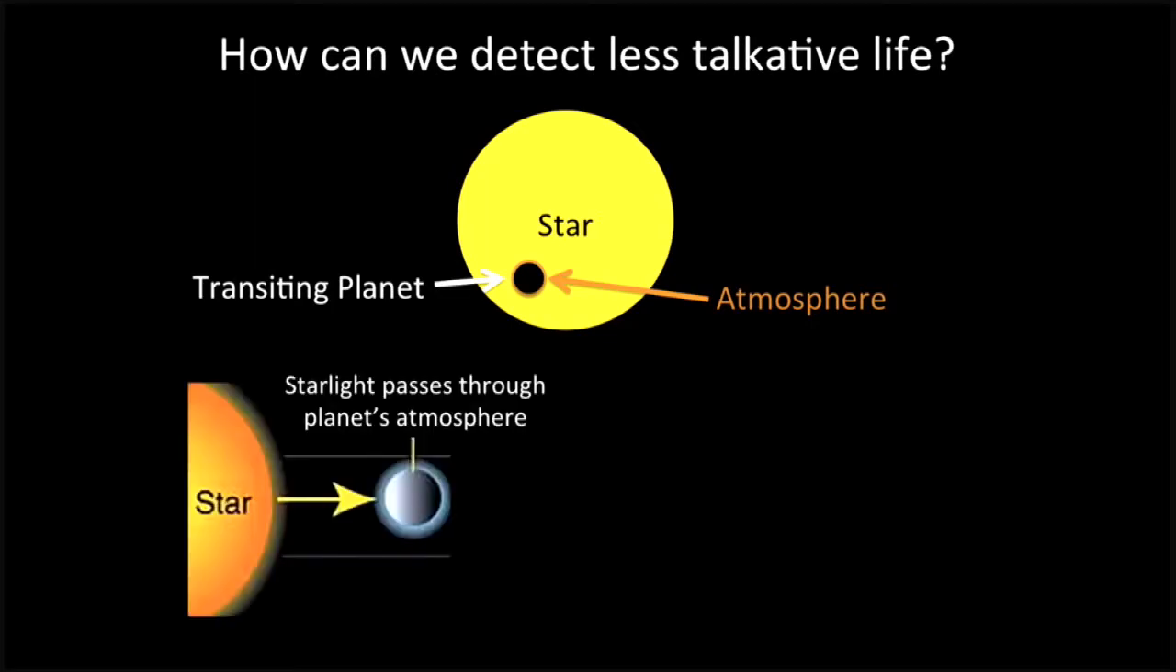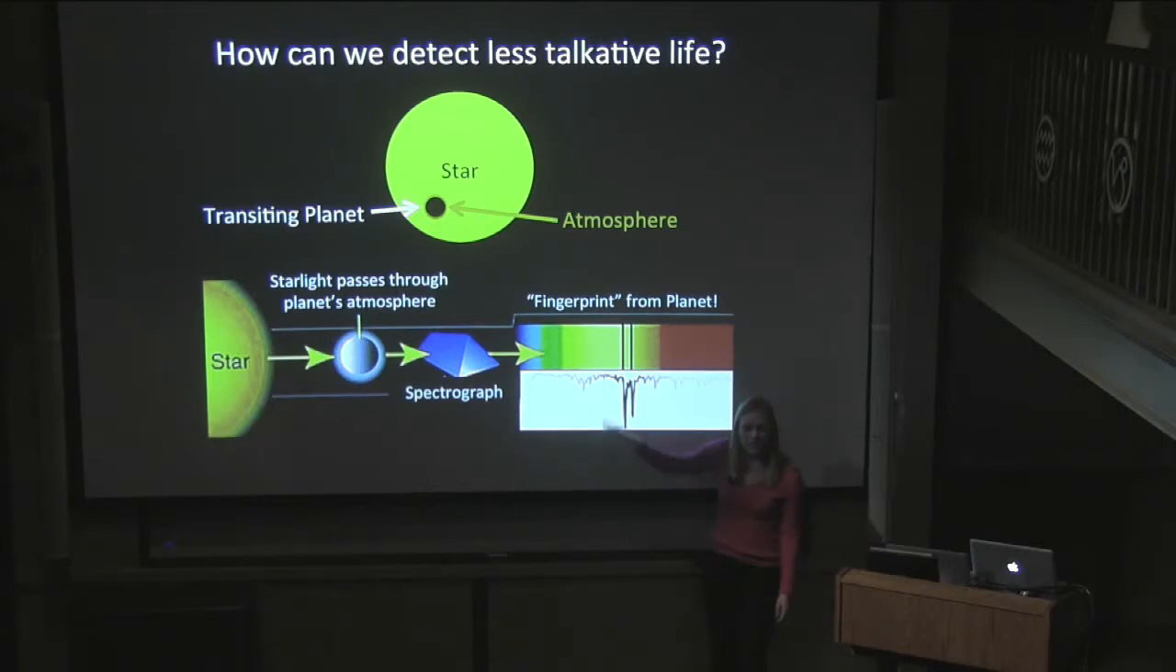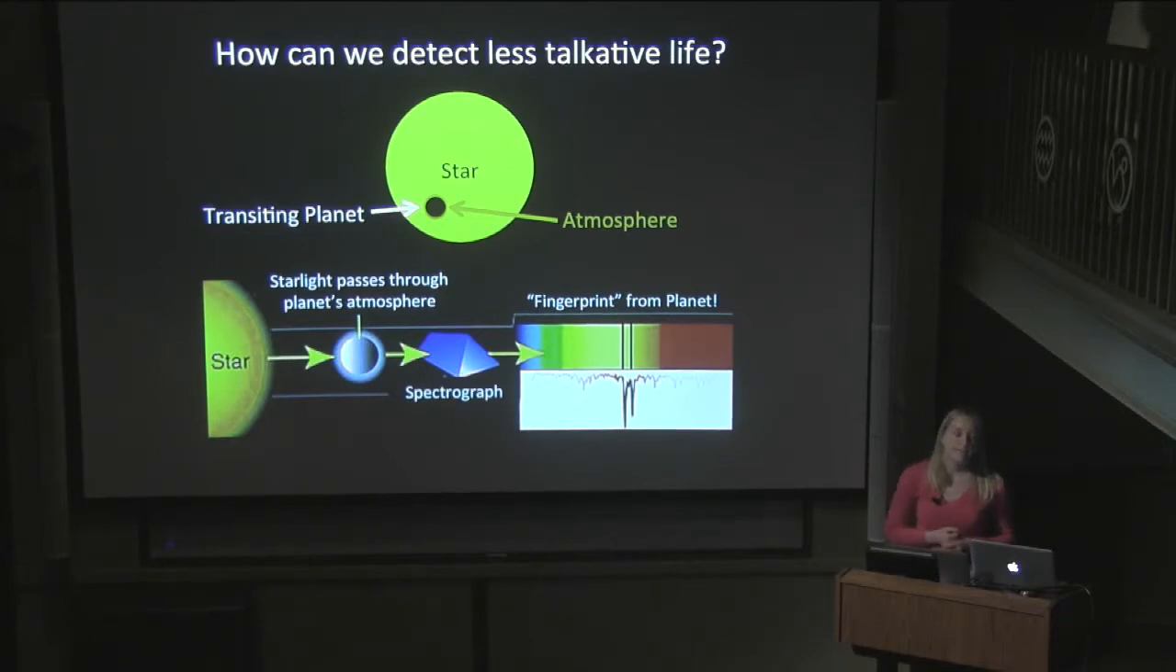Here's another way of looking at that. On the left, you have a star. The starlight is being transmitted through the atmosphere of the planet. And then an astronomer takes a prism, or a spectrograph, to split up that light into a rainbow. And this feature right here is due to something in the atmosphere of a planet. In this diagram, this is a sodium feature, but in the case of trying to find life, we might look for something different. We might look for signs of water, for instance.